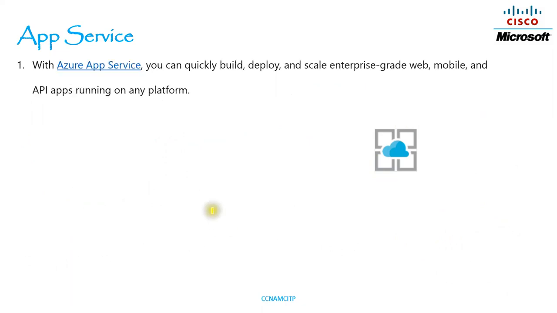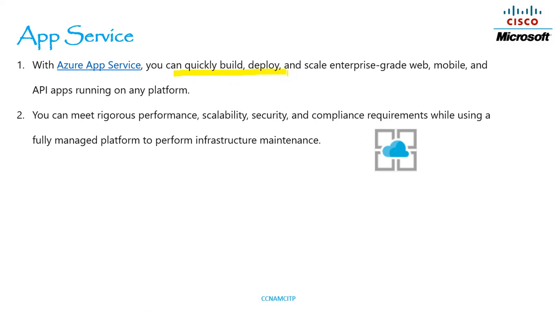Now we'll see App Services. So guys, with Azure App Service, you can quickly build, deploy, and scale enterprise grade web, mobile, and API apps running on any platform. It is also a platform to quickly deploy and scale web based services. Basically, you can meet rigorous performance, scalability, security, and compliance requirements while using a fully managed platform to perform infrastructure maintenance.